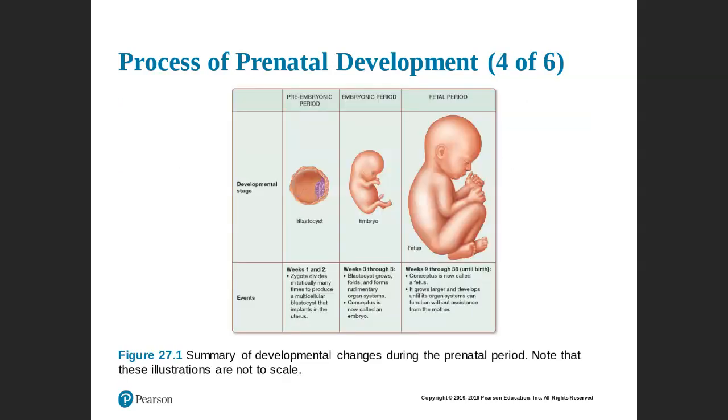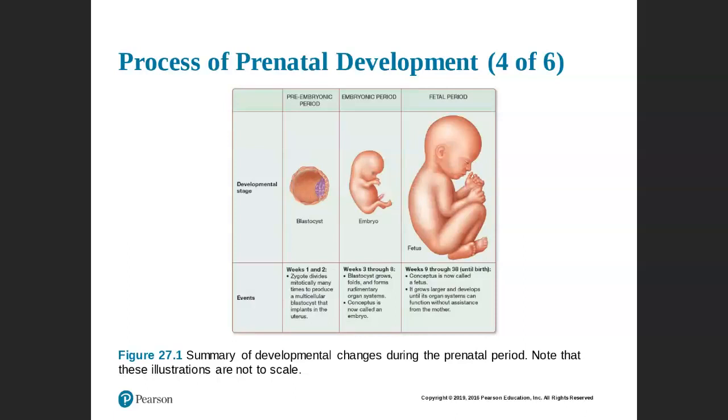So anyway, this is a diagram that shows you the summary of the developmental changes that occur during this process of prenatal development. As you can see, the blastocyst is what implants inside the endometrium. Okay, remember this is the result of cleavage. Okay, so the zygote divides mitotically many times to produce a multicellular blastocyst that then implants in the uterus. Okay, so that's weeks 1 and 2 post-fertilization. Weeks 3 through 8, that's what we refer to as the embryonic period.